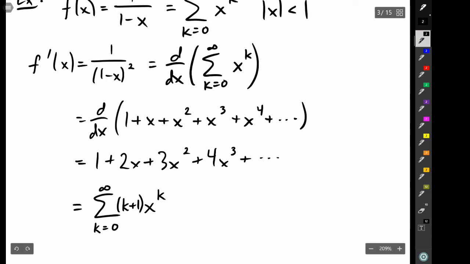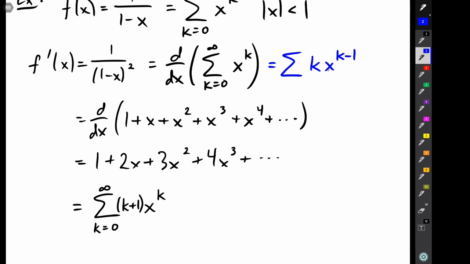So if we just differentiate it directly from here, we're going to get the sum. Now here, k will come down. We get x to the k minus 1. And here, that first term is going to be 0. So really, this would start at 1 to infinity. But if we do some reindexing, we can change this to this here. Okay?